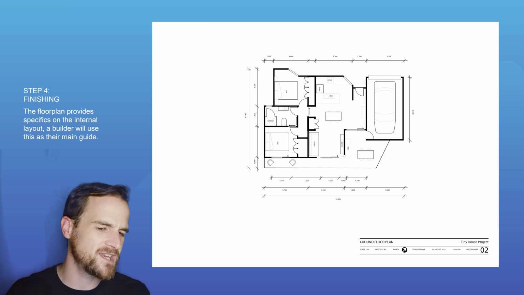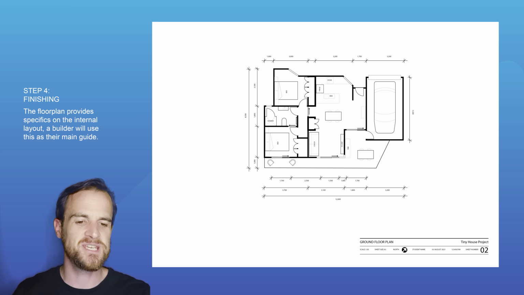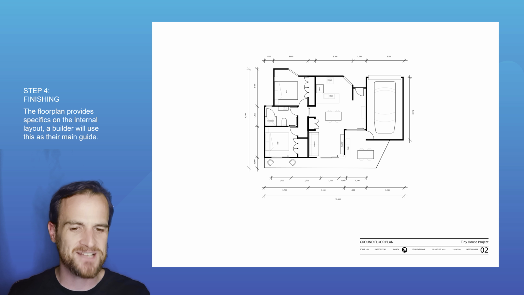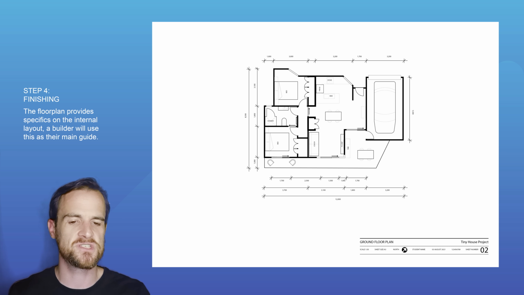General rule of thumb, I'm not going to get too technical with this, but the bigger dimensions go to the outside and the smaller dimensions go to the inside. So see how those smaller dimensions are closest to the house and they get larger as they go out and more broad in their nature.